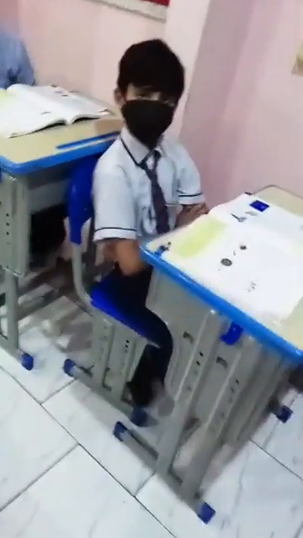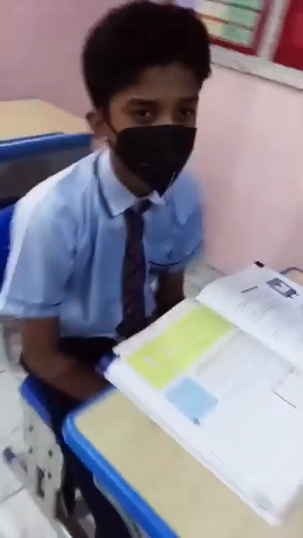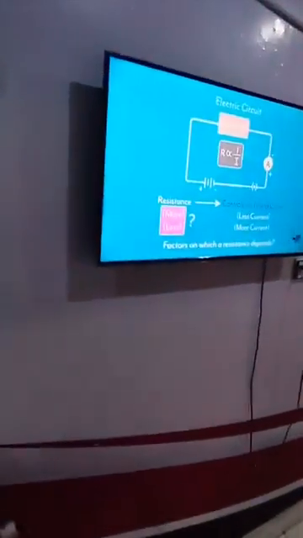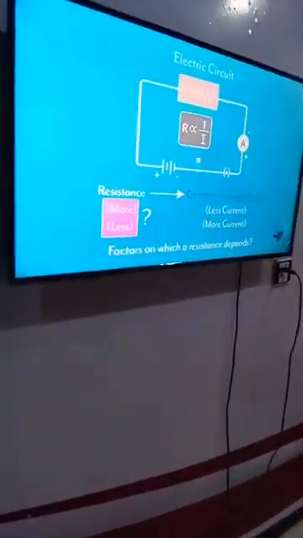Now let's talk a bit more about resistance. What are the factors on which the resistance of a conductor depends? When can we say that the resistance of a conductor is more or less than that of another? Let's do a small activity to understand this.